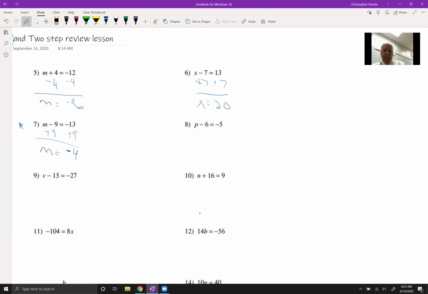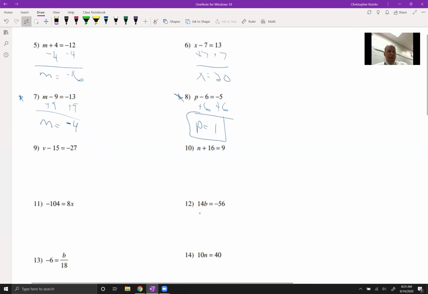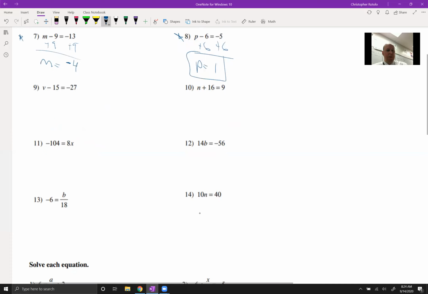So in our next one, p minus 6. So what are we going to use? We're going to add 6 to both sides. So p turns out to be positive 1. All right, we'll keep motoring along here. These aren't too bad. You've probably been doing these for a couple of years. So v minus 15, right? We should add 15. Very good. So v turns out to be negative 12 in the end.